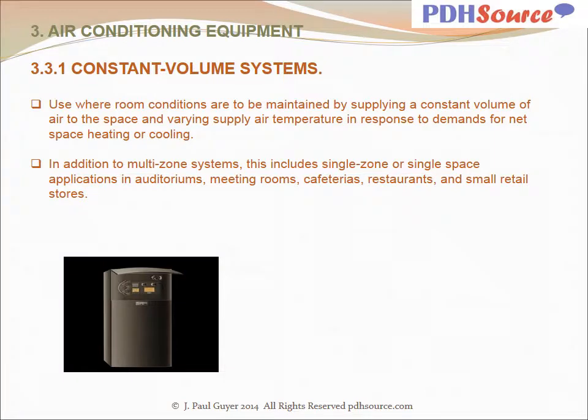One category of air system is the constant volume system, used where room conditions are to be maintained by supplying a constant volume of air to the space and varying supply air temperature in response to demands for net space heating or cooling. In addition to multi-zone systems, this includes single-zone or single-space applications for spaces such as auditoriums, meeting rooms, cafeterias, restaurants, and small retail stores.